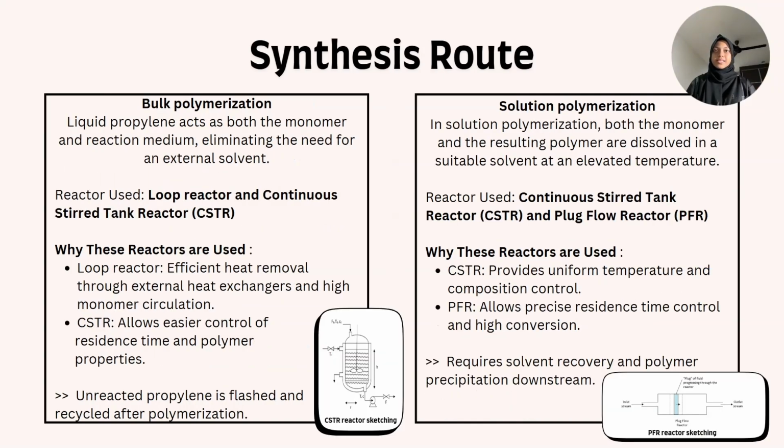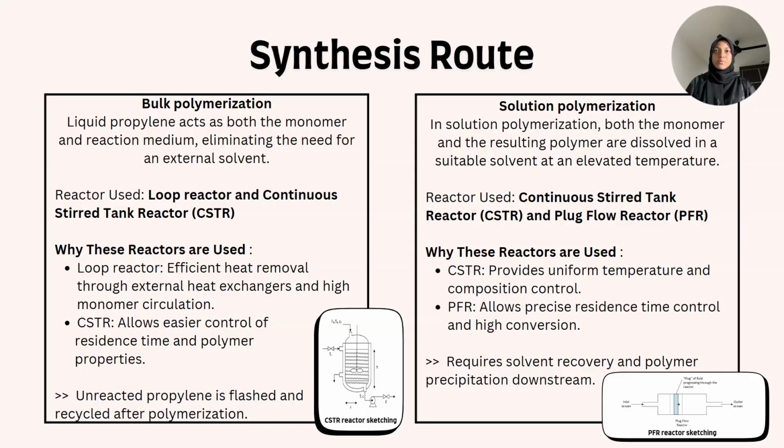Next is the bulk polymerization, where liquid propylene acts as both the monomer and reaction medium, eliminating the need for solvent. The reactors used are loop and CSTR because loop reactors efficiently remove heat, while CSTR allow better control of residence time. And after reaction, unreacted propylene is flashed and recycled.